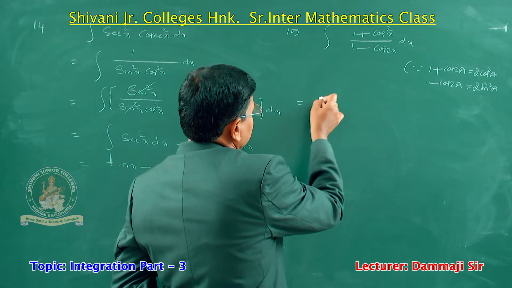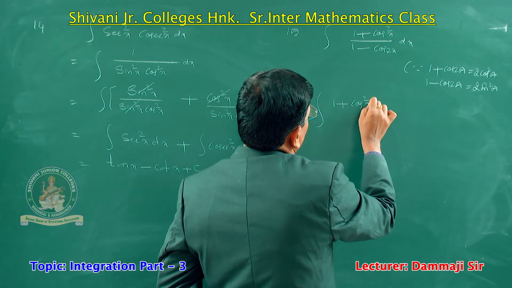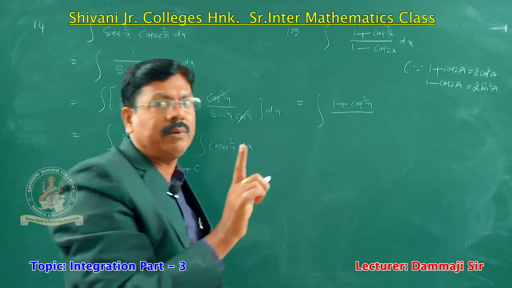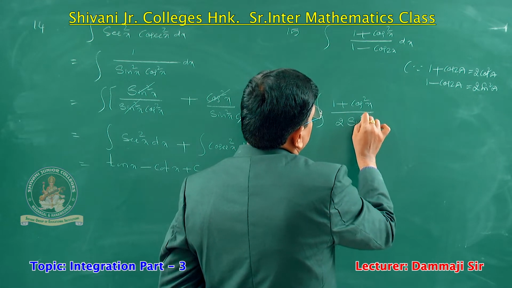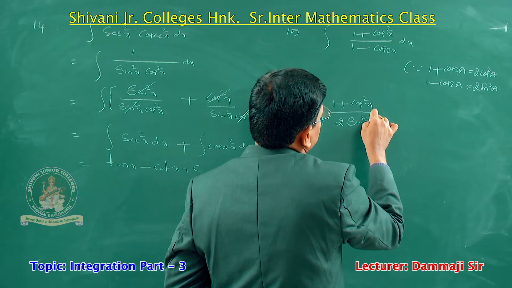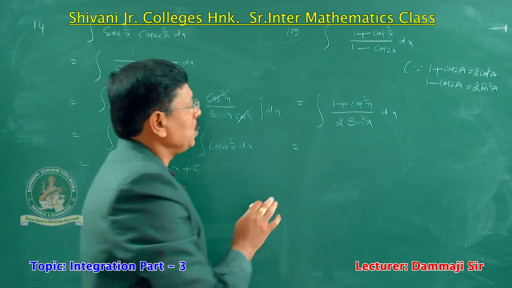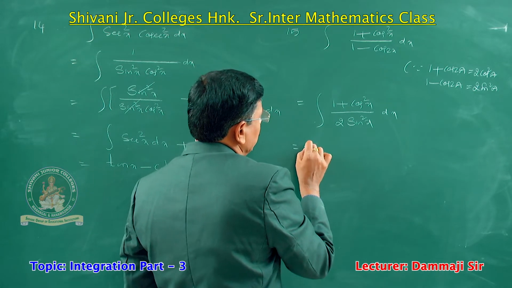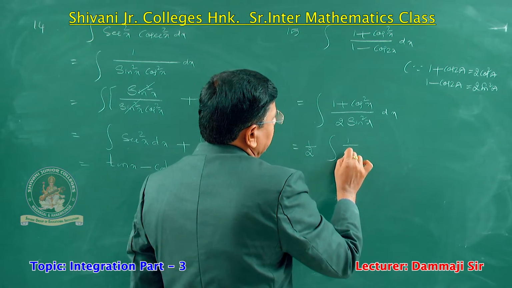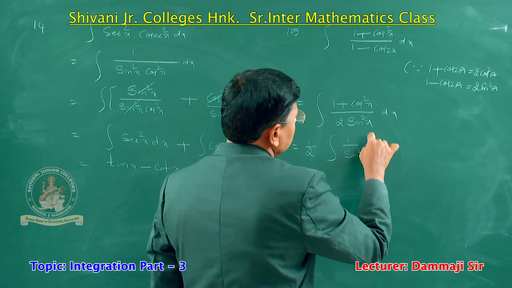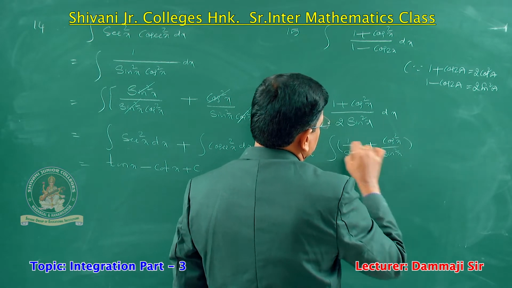But what about process? 1 plus cos square x, just keep it in numerator. Only apply the formula in the denominator. So that formula is 2 sin square x, since half of 2x is nothing but x, right? Okay, fine. Okay, what next? Then again split into fractions, like 1 by 2 in front of the integration. Integral of 1 by sin square x. Okay, next cos square x by sin square x.